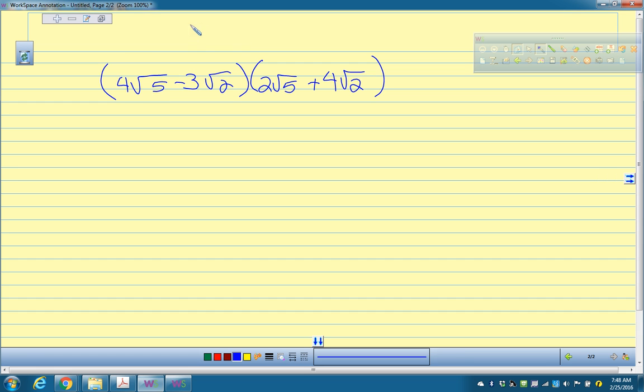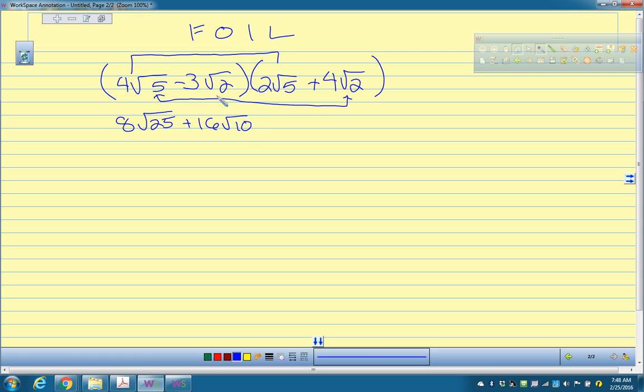So remember FOIL. First, outer, inner, last. So you do it just like you're foiling x minus 3 times x plus 2 or something like that. So I have to multiply my 2 first terms here. What does that give you? 8 root of what? 25, which can be simplified, but we'll worry about that later. Okay? What do the 2 outer terms give you? These are the 2 outer terms. Multiply. 16 root of 10.